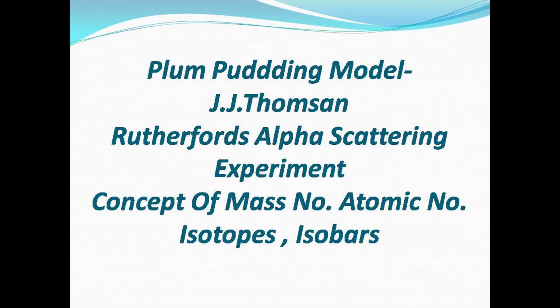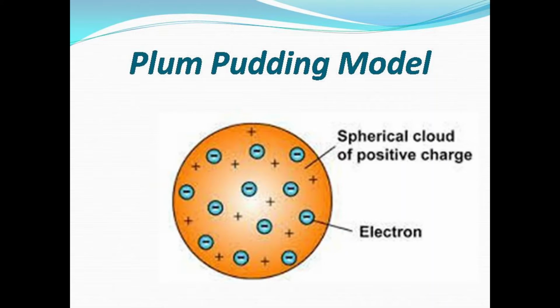Here we will discuss three main parts. The first one is the plum pudding model given by Sir J.J. Thomson. The second one is Rutherford's alpha scattering experiment, and the concept of atomic number, mass number, isotopes and isobars. In 1903, Sir J.J. Thomson, after the discovery of the electron, proton and neutron, put forward the plum pudding theory. As it is a theory, no experimental verification is there.